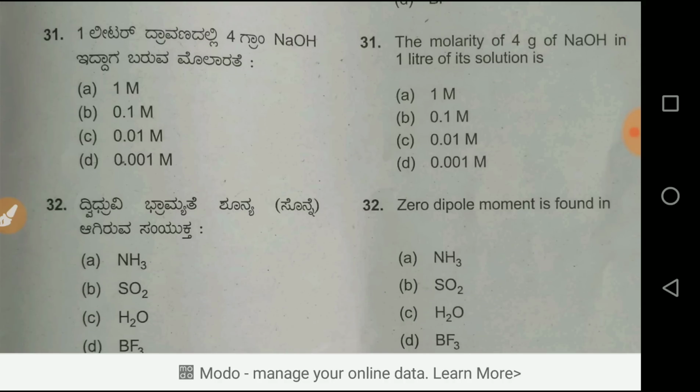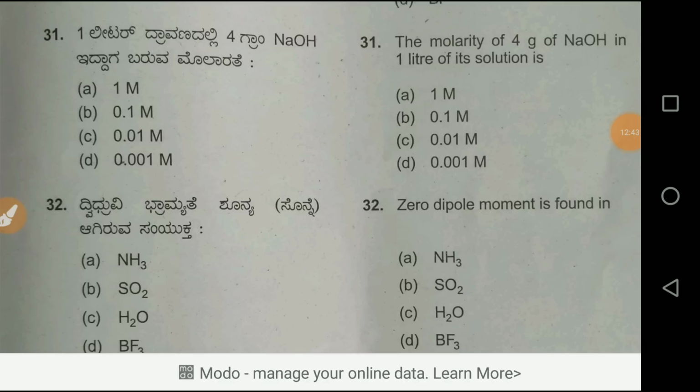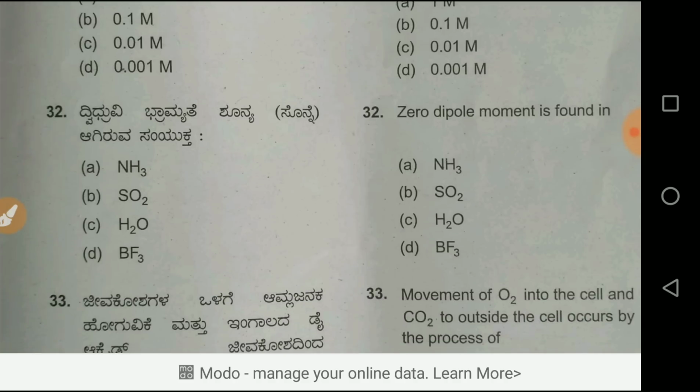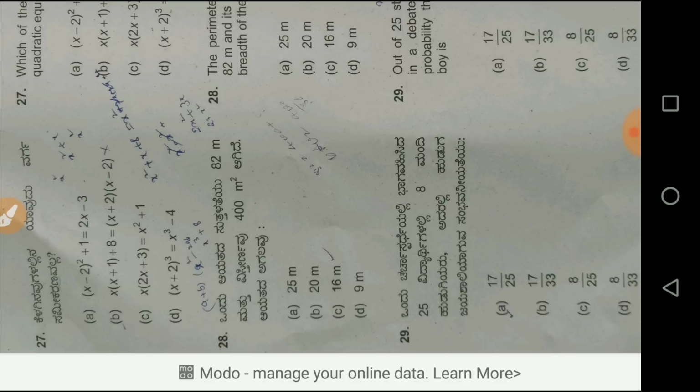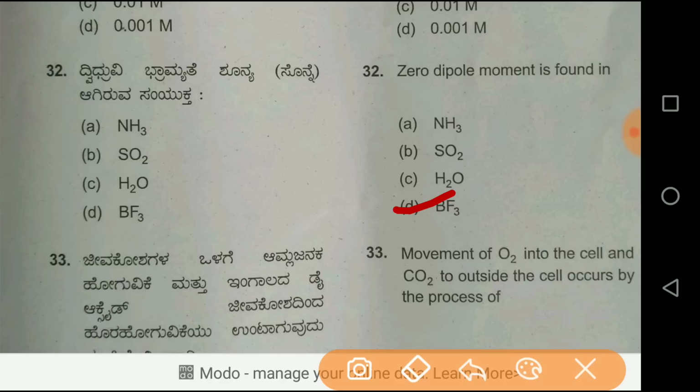Next question. Zero dipole moment is found in. Zero dipole moment means the dipole moment between any two atoms being zero. Here there are 4 alternatives: NH3, SO2, H2O, BF3. Dear friends, BF3 is the right answer because BF3 is triangular planar with zero dipole moment. Therefore, the right answer is BF3.